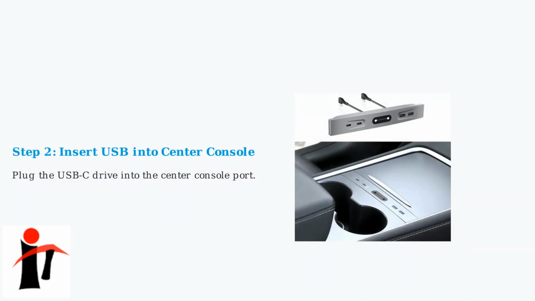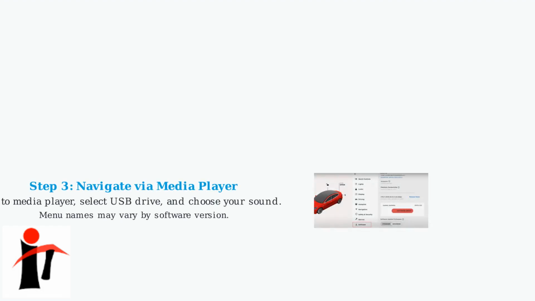Next, insert the USB-C drive into the port in the center console of your Tesla vehicle. Make sure the drive is securely connected. Finally, navigate to the media player on your Tesla's touchscreen. Select the USB drive from the available sources, browse to your sound file, and choose it as your lock sound. Note that exact menu names may vary slightly depending on your software version.